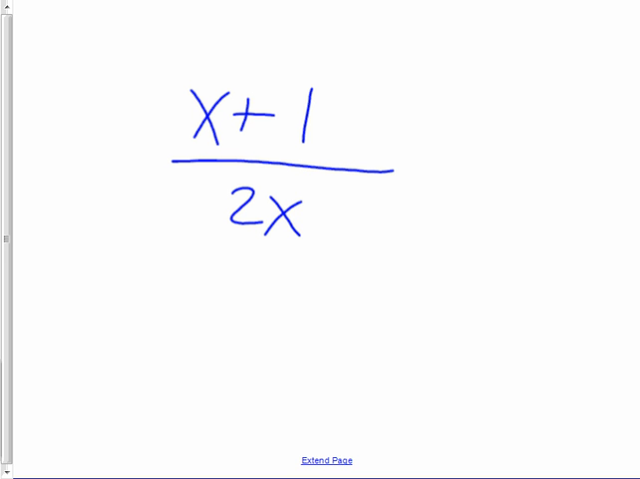Okay, how about this one? Factor this one, or sorry, cancel this one. Tell me what you get. One person gave me the right answer.